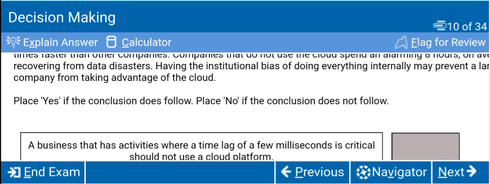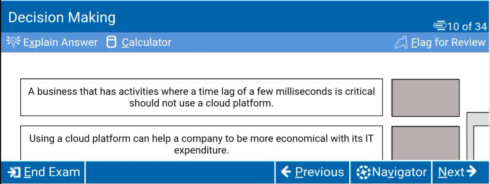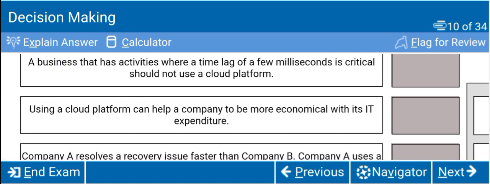Place yes if the conclusion does follow, and place no if the conclusion does not follow. A business that has activities where a time lag of a few milliseconds is critical should not use a cloud platform. Second, using a cloud platform can help a company to be more economic with its IT expenditure.